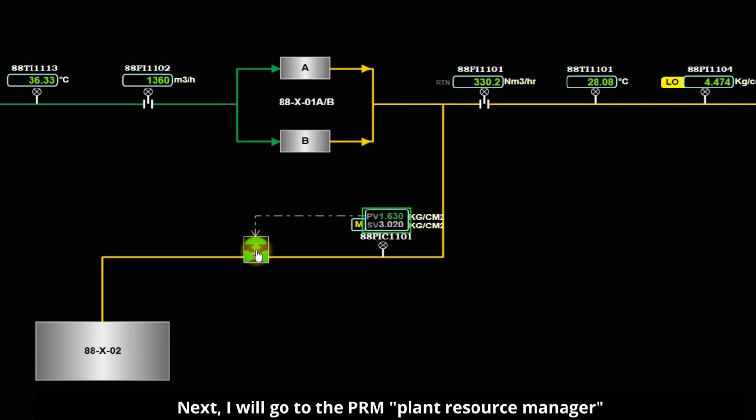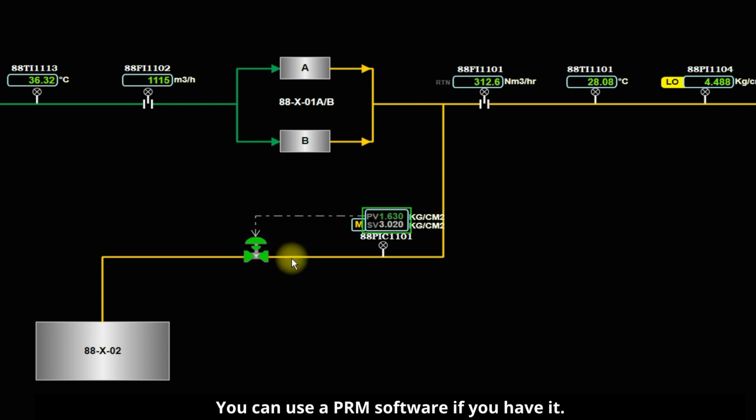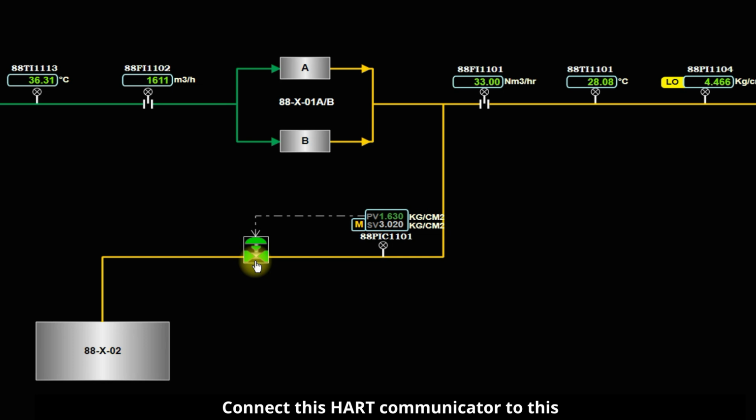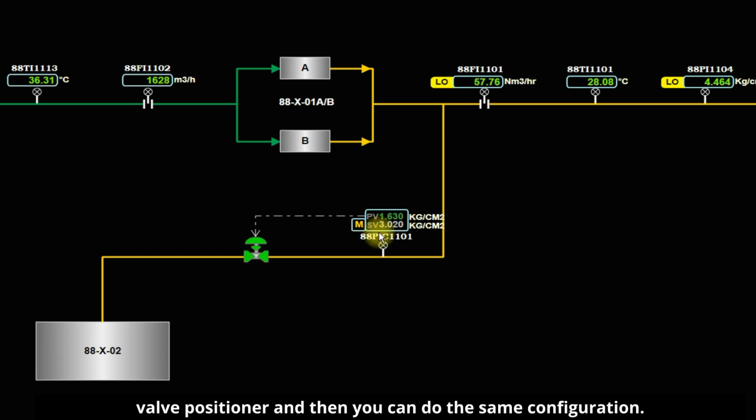Next, I will go to the PRM, Plant Resource Manager, for configuring the HART variables in the control valve positioner. You can use a PRM software if you have it. Otherwise, you can use your HART communicator. Connect this HART communicator to this valve positioner, and then you can do the same configuration.